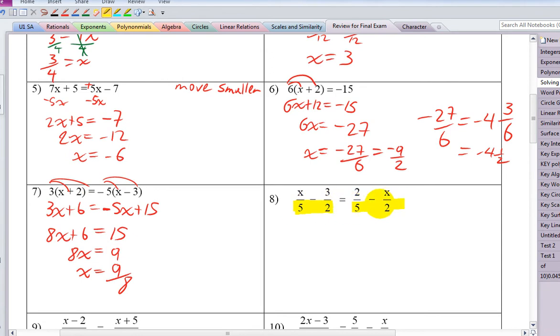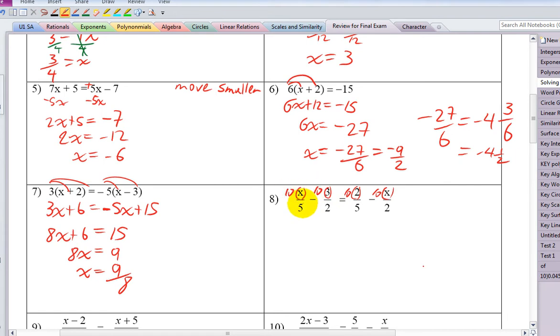5 and 2 are your denominators. What should you multiply by? 10. Get rid of your fraction. Multiply everything by 10. Now, just look up here for a second. Sometimes I show it like this. Or, right, have a look. Sometimes I show it like that. But generally, sometimes I also show it like this. You choose how you want to show it, okay?